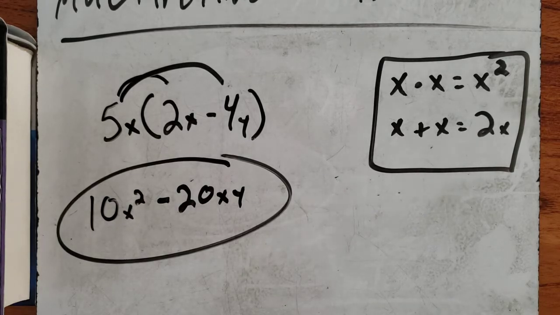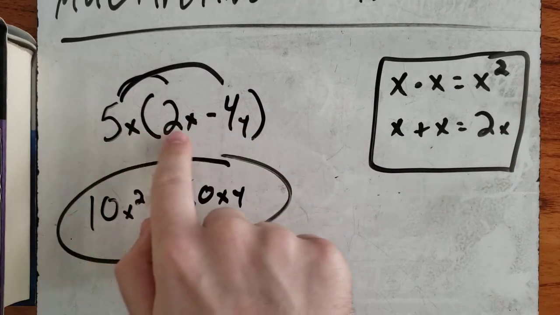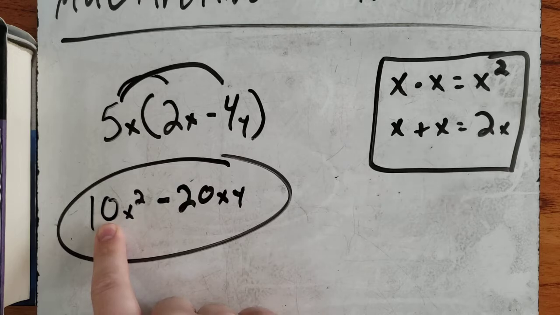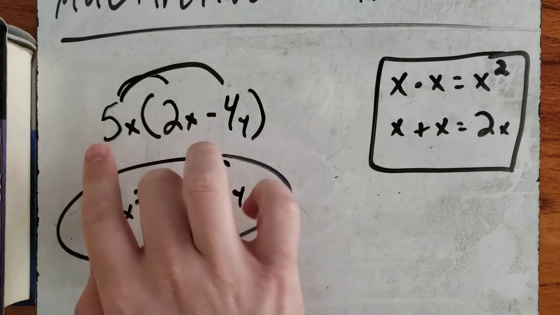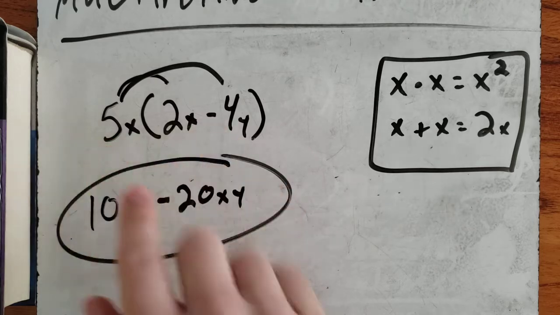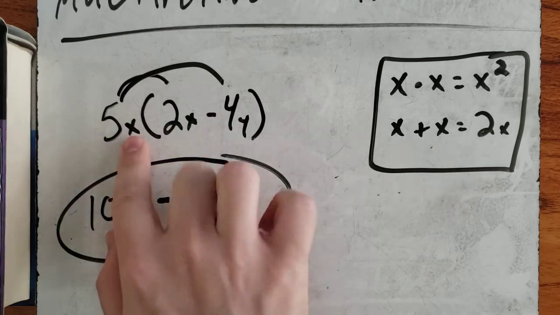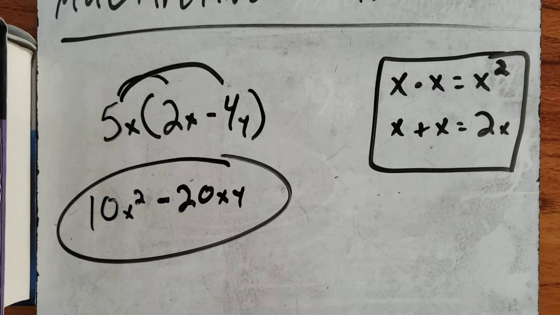All right. So that's really all we're doing with this part here. Okay, multiply your numbers. 5 times 2, 10. Multiply letters. X times x, x squared. Multiply your numbers. 5 times negative 4, negative 20. X times y is simply xy. All right, and that's as simple as it is. All right. Let's add another element to it.